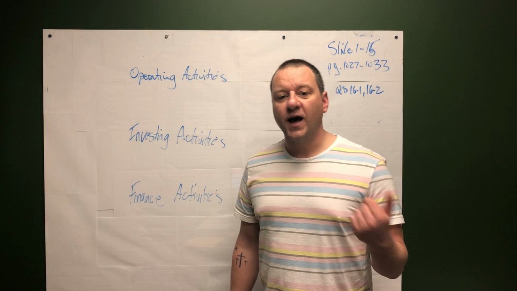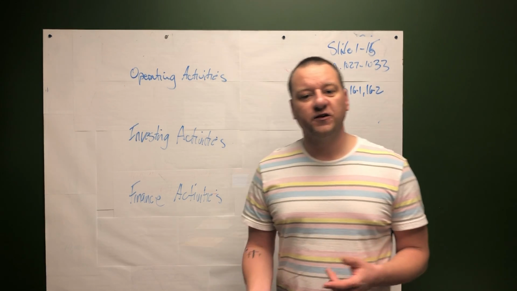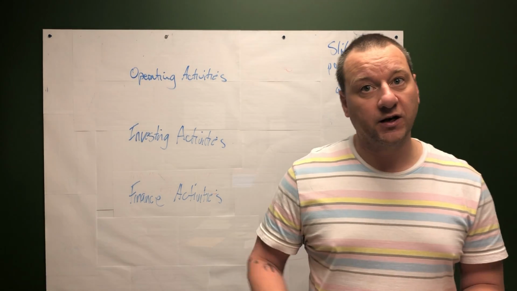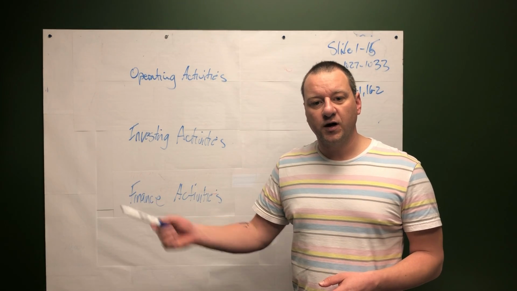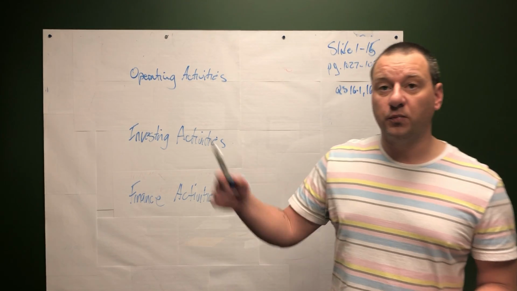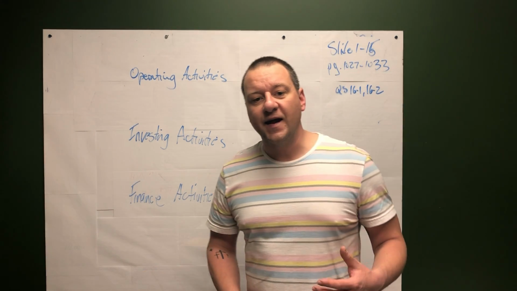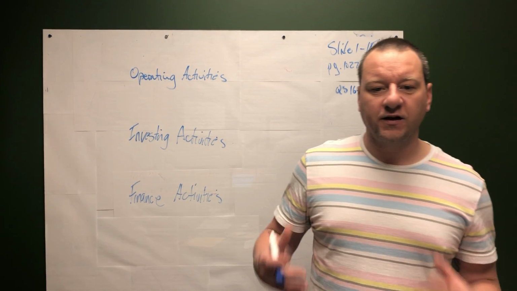So cash outflows for investing activities, these would be to purchase capital assets. Again, we need to purchase equipment. Maybe we purchased investments in another company, maybe we purchased bonds of another company. Again, anything you can relate to investing.